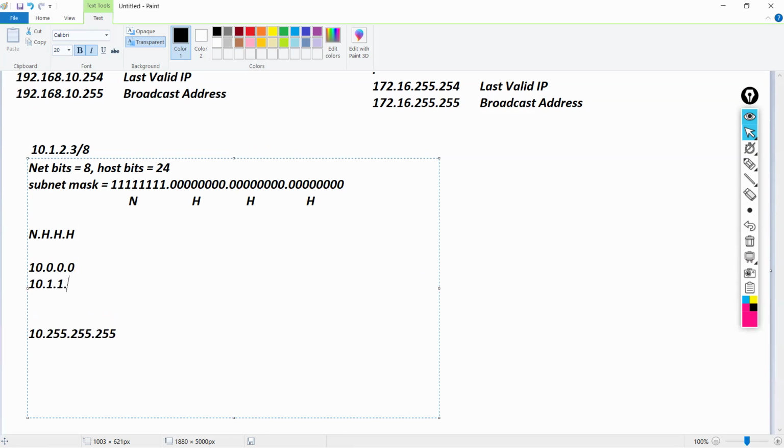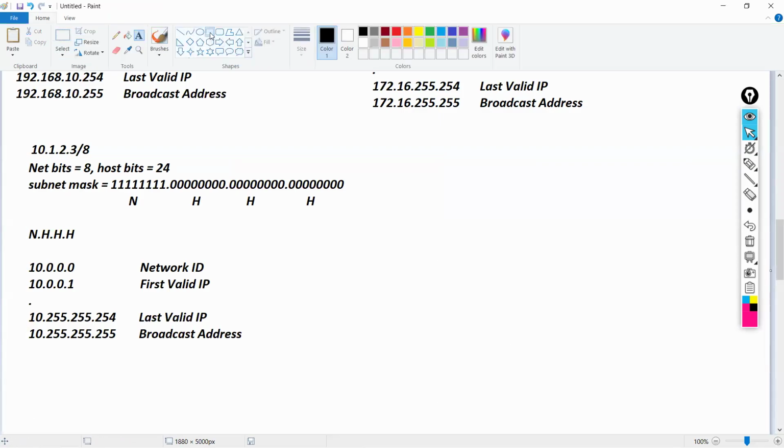Now I can have valid IP 10.0.0.1. This will be 10.255.255.254. Again, your first address, network ID. We have first valid IP. We have last valid IP. Then we have broadcast address. Any doubt in this part? This is your classful subnetting done.